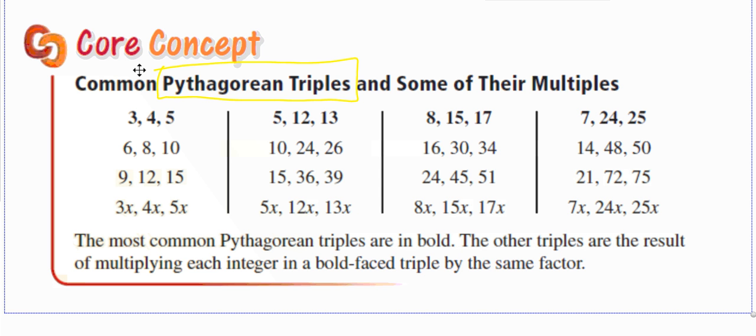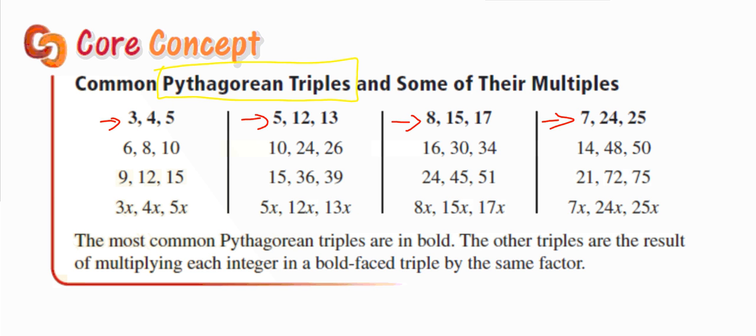Some of the most common ones that are useful to commit to memory are our common 3, 4, 5, our 5, 12, 13, 8, 15, 17, 7, 24, and 25. So these all satisfy the Pythagorean theorem. And I know that because the hypotenuse needs to be the longest side, I know that this value here, the longest value, would be my c. So that's my hypotenuse. Always assume that the longest side is your c.